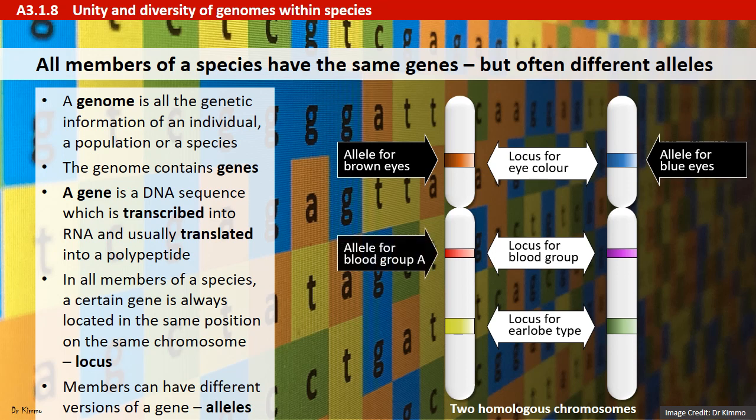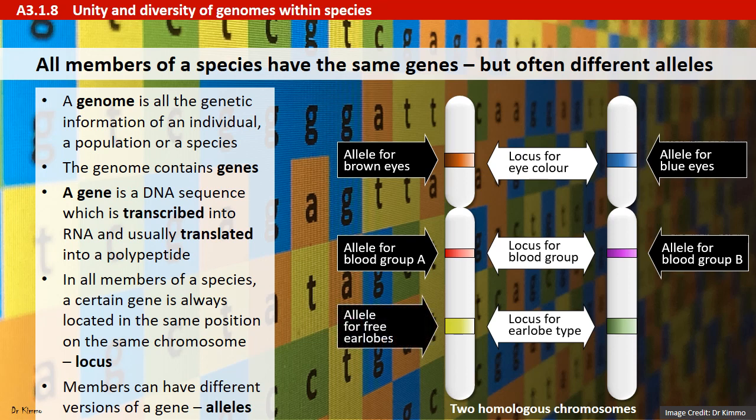Here's an allele for blood group A, and here's an allele for blood group B. It's the same gene, the same locus, but different alleles. And finally, here's an allele for free earlobes, and here's an allele for attached earlobes. So these different versions of a gene are called alleles.